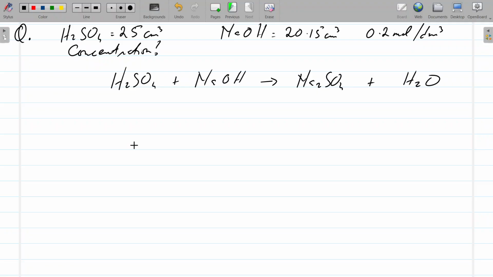The first thing, the H is balanced. Wait, H is not balanced. It has two here and two there. No, 2 and 1, 3. And over here it only has 2. Oxygen is balanced, sulfur is balanced. Hydrogen and sodium are not balanced.